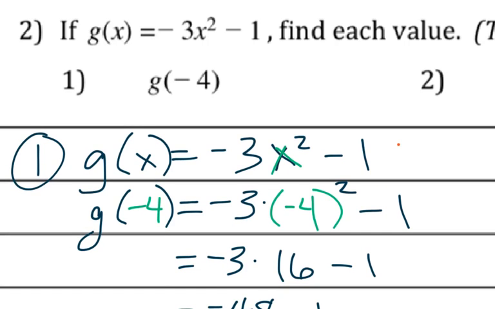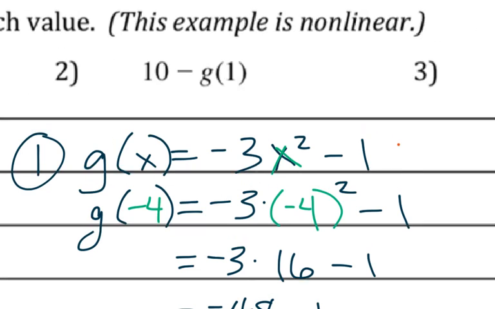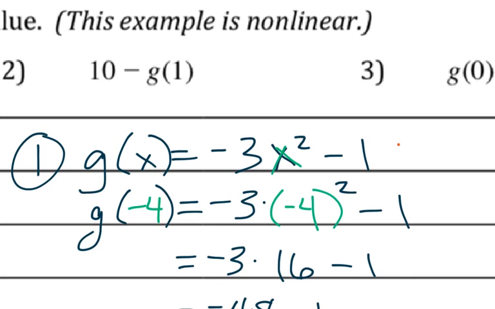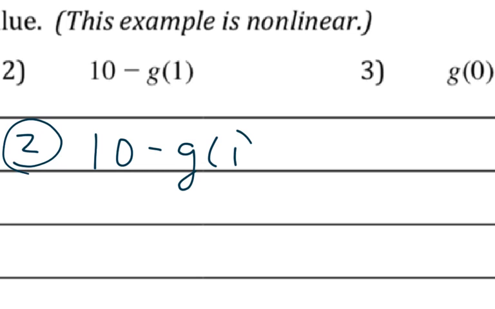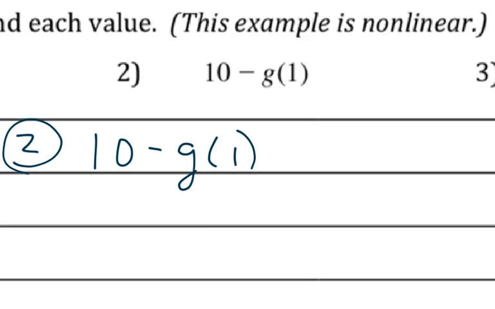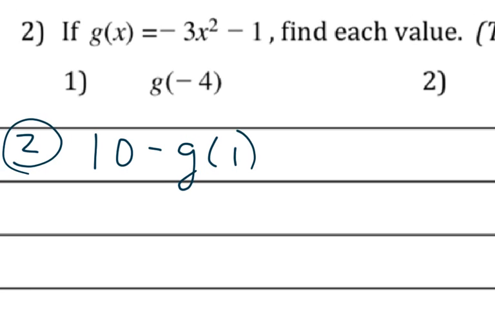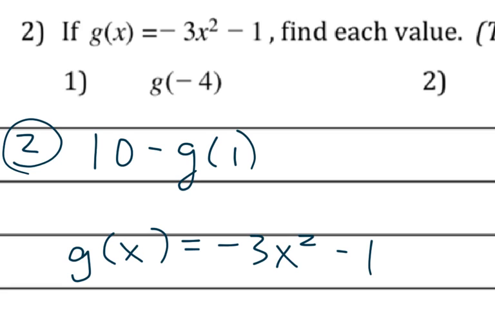Now because in number 2, we're doing something super similar, 10 minus g of 1, I'm going to end up maybe reusing some of this. Actually, I'm not. Never mind. I changed my mind. So for problem 2, we're going to rewrite 10 minus g of 1. But we remember we still need our function from earlier. So I'm going to skip a line, and I'm going to write g of x equals negative 3x squared minus 1, because I'm just writing down what g of x is.